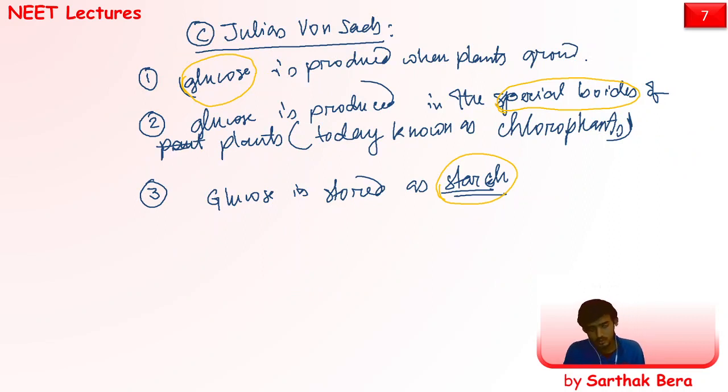And what we have to remember about Julius von Sachs is he told about glucose first in photosynthesis. Okay, he told that glucose is produced when plants grow. And the second thing is he told us first that the glucose is produced in plants in the special bodies, which are today known as chloroplast; in that era it was called special bodies. Okay. And the third thing is glucose is stored as starch. So these are three things about Julius von Sachs. First is glucose, second is special body, and third is starch. Okay.